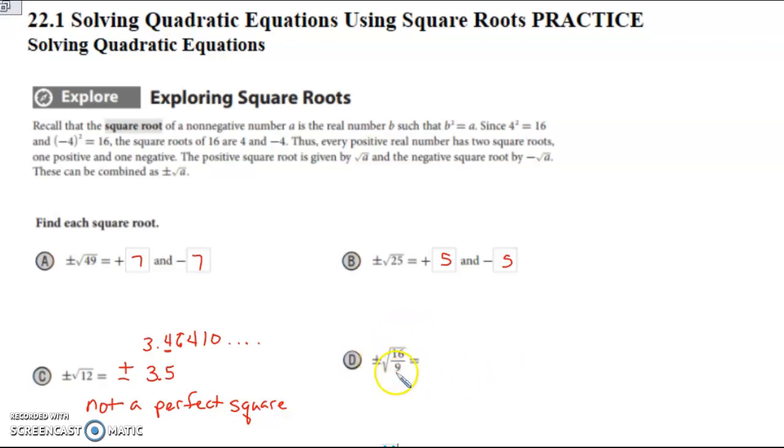Okay, then when I have it in fraction form, remember, this is the same as taking the square root of the numerator over the square root of the denominator. The square root of 16 is 4. The square root of 9 is 3. And remember, they were positive and negative.